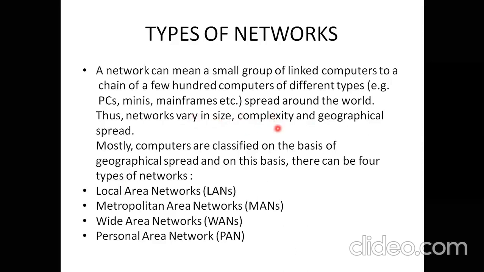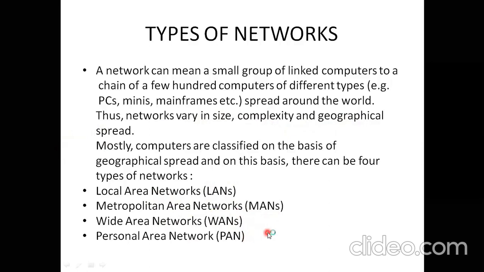Complexity, that you might add only two systems or maybe 10 systems can be added to it. And geographical spread means distance. So on the basis of this, networks have been divided into some types. One is the local area network, then the metropolitan area network, wide area network, and personal area network. So this is your LAN, MAN, WAN, and PAN.